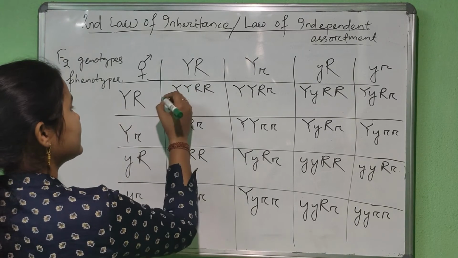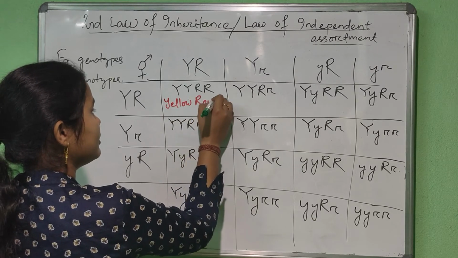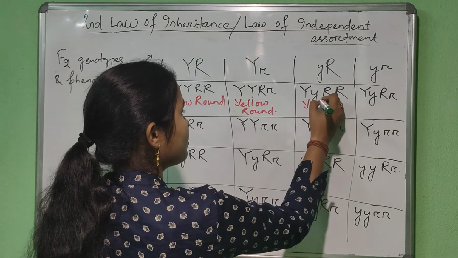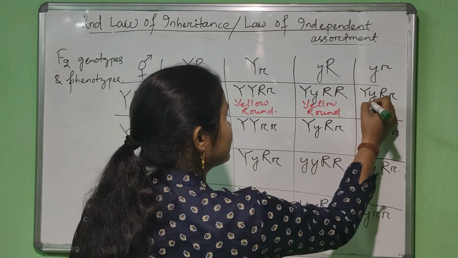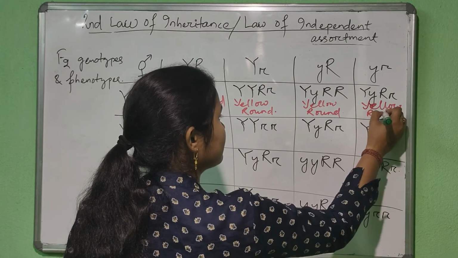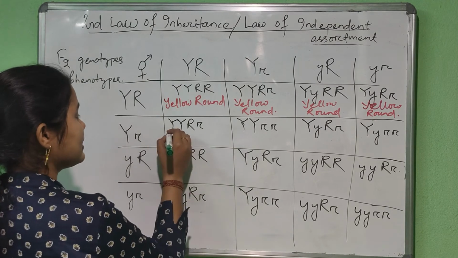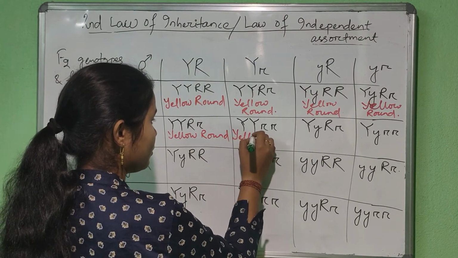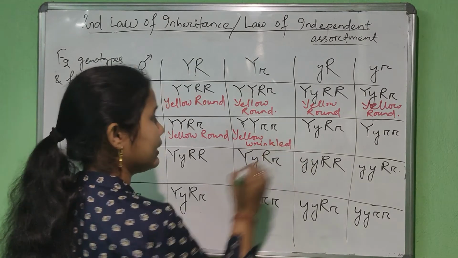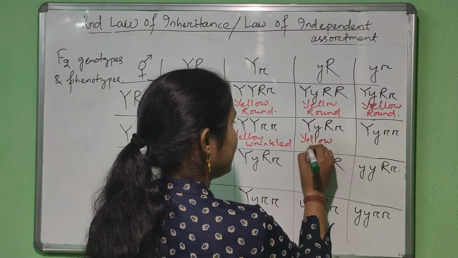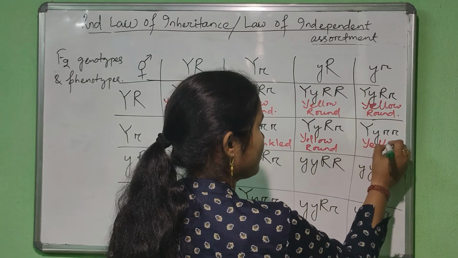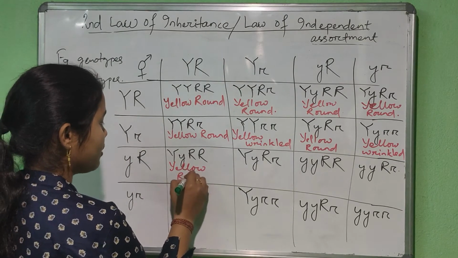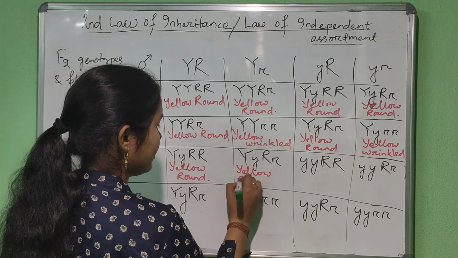Okay, so this will be your yellow round. This will be again your yellow round. This will be also yellow round. It is also your yellow round. Okay, clear? Then this will be also your yellow round. Then this will be your yellow but wrinkled. Clear? Then this will be your yellow round. This will be your yellow wrinkled. This will be your yellow round. This will be also yellow round.